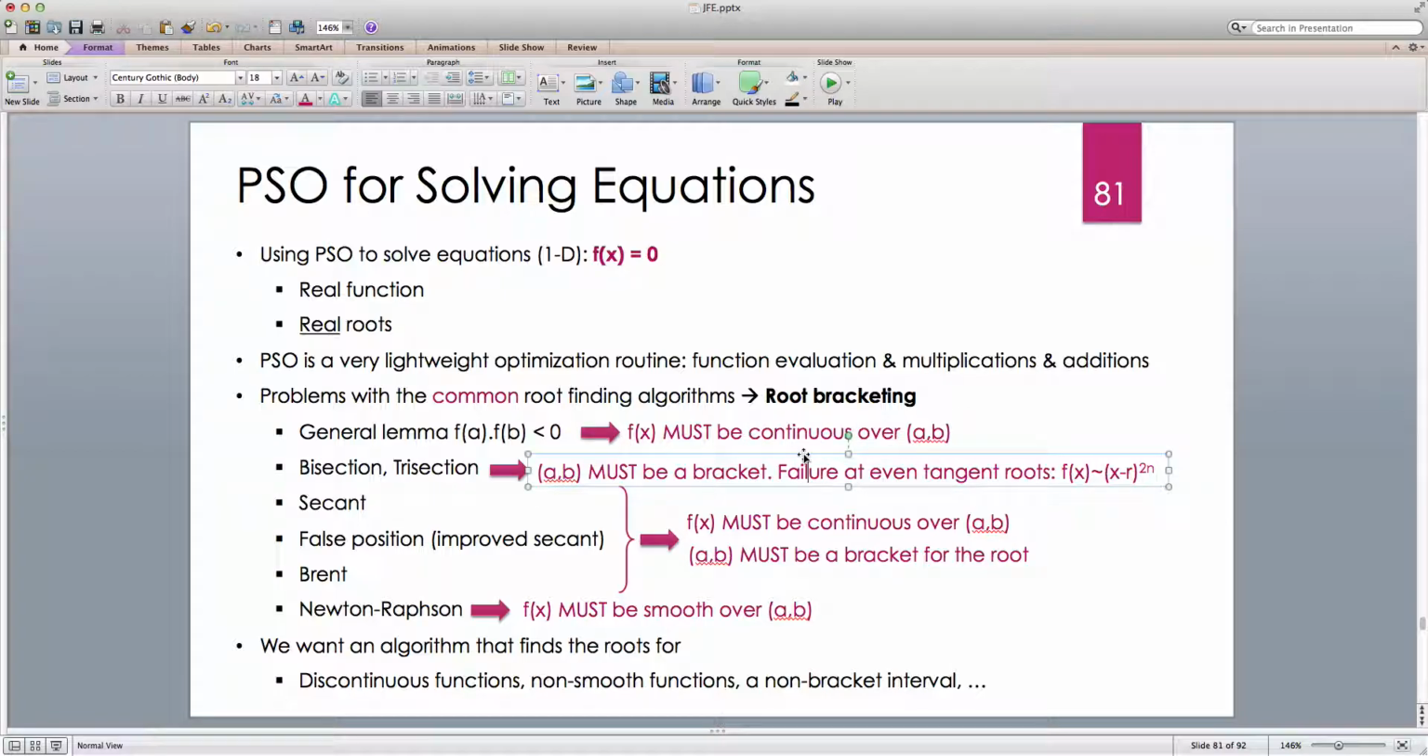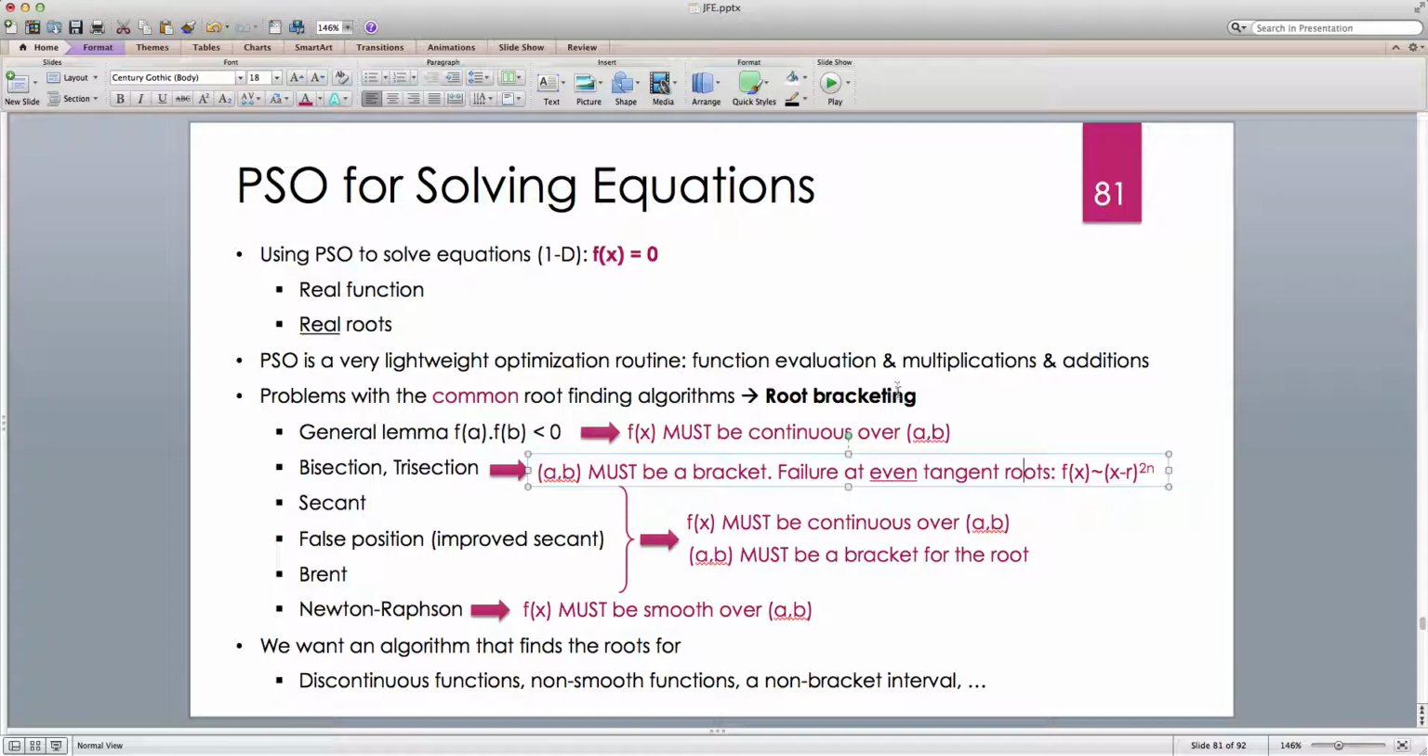But then it also failed. Not only was continuity a requirement, but bisection and trisection failed when the root was a tangent root or an even order root, which means that if we expand the Taylor series of the function around the root, we end up with x minus root to some even power, 2, 4, 6, etc. Okay, so at any even tangent root. A third order root could also be a tangent, but here the problem is with even tangents.